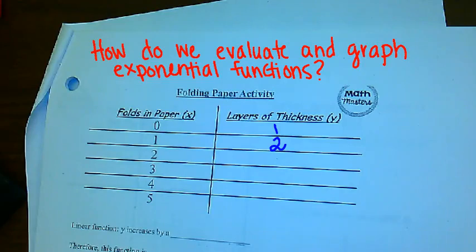If I fold it again, 4 layers of thickness. Then you can keep folding your paper. If I fold it 3 times and you hold it sideways, you'll see that it has 8 layers of thickness. 4 times would be 16 layers of thickness, and then 5 times would be 32 layers of thickness. So as it's going up, it is actually doubling.